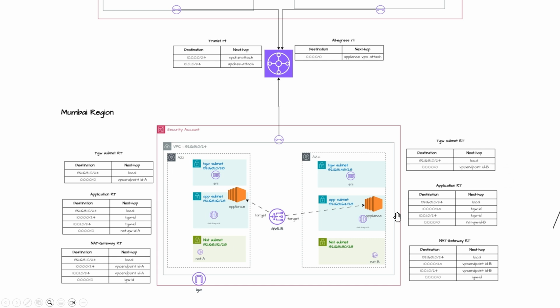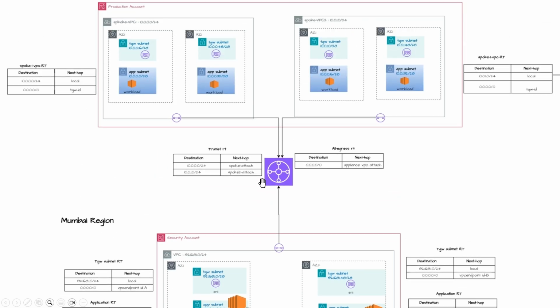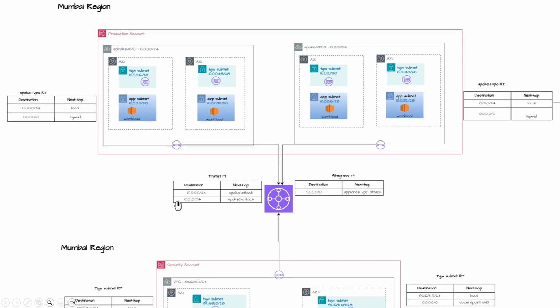Similarly, in the second availability zone, right? So we first need to understand what resources are deployed and what route tables are associated, right? Now we are going to see what happens when we send traffic from your workload to the internet. Okay, so your workload here is sending the traffic to where? To the internet. So what happens?